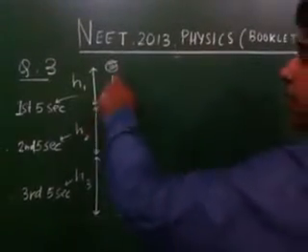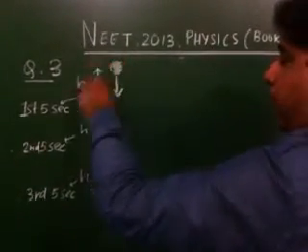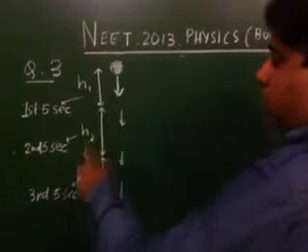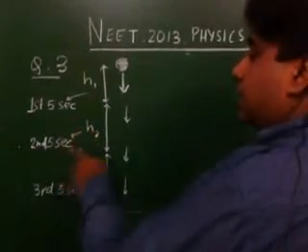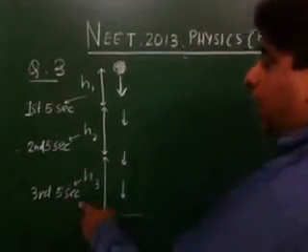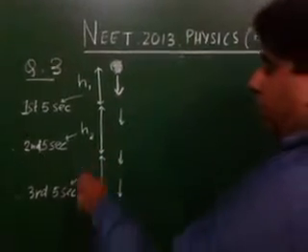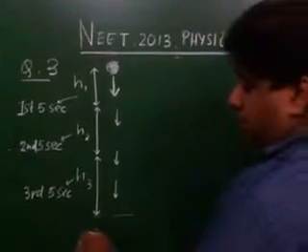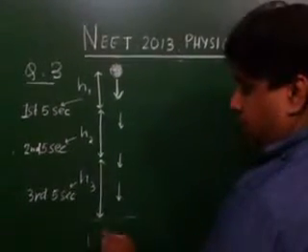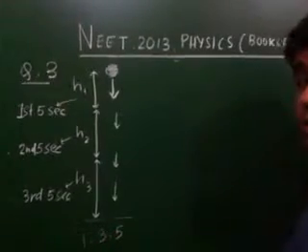Question number 3. A ball is dropped from a height, and h1, h2, h3 are the distances traveled in the first 5 seconds, second 5 seconds and the third 5 seconds. In the question you have to find the ratio of h1, h2 and h3. The answer is very sure because in this type of question it will be 1:3:5.